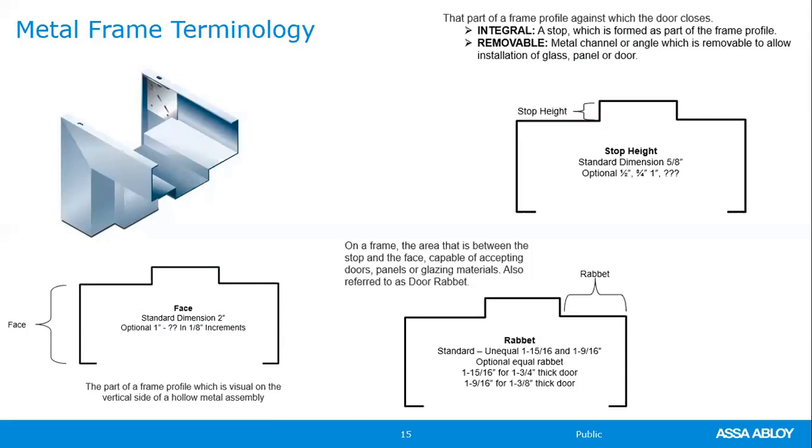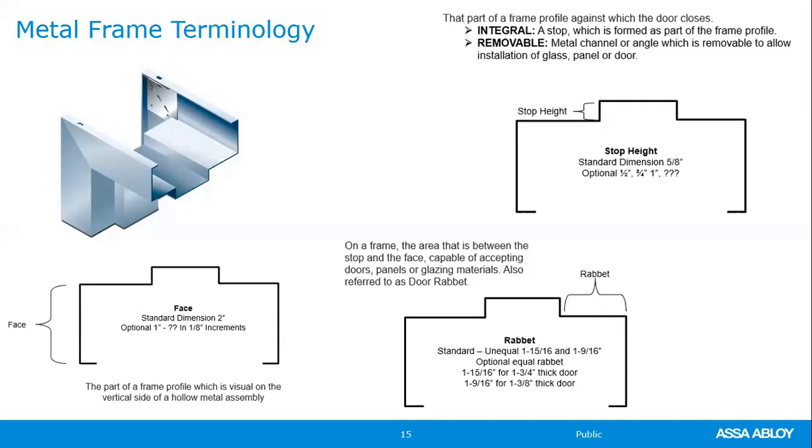At the top right, you'll see the stop. Stop height in our industry is 5/8 high. Again, if that's not specified, the material that you would get either from your inventory, the service center, or from the factory is going to be 5/8 unless you specify otherwise. Integral versus removable stops.